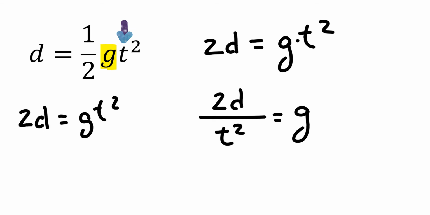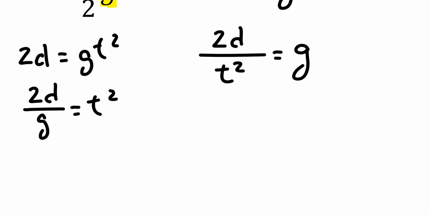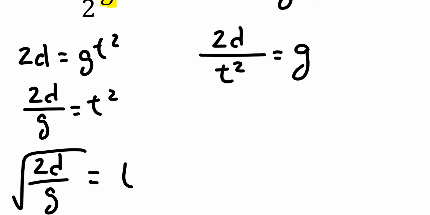and then t squared, but then I would divide both sides by g, so that would give me 2 times d divided by g equals t squared, and then I would take the square root of both sides to get the principal root here. I would take the square root of both sides or raise both sides to the 1 half power. So that would give me 2d over g, and then the square root of that, and that would equal t. Now, of course, this is the principal root.